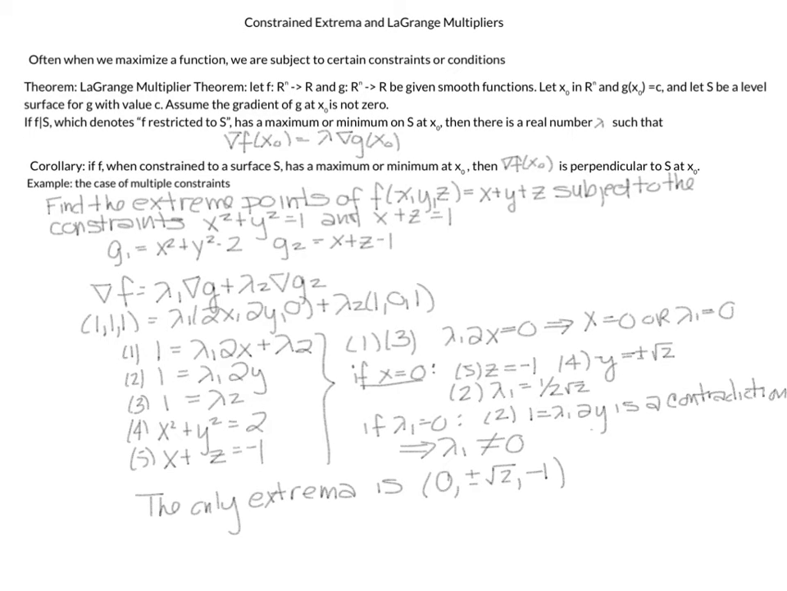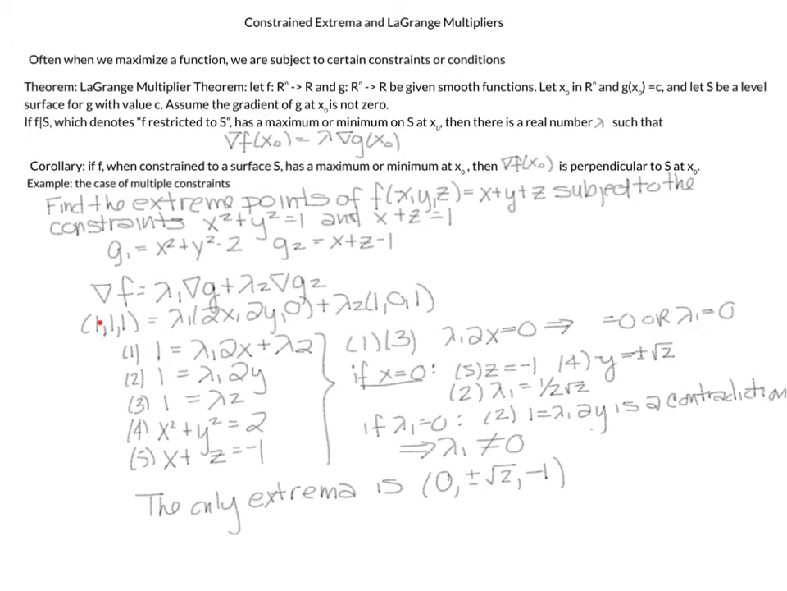We also want to be able to use this technique when we have multiple constraints. So we'll do an example. f of x, y, z is equal to x plus y plus z. And we're subject to 2 constraints: x squared plus y squared equals 1, and x plus z is equal to 1. So we have g1 here and g2 here. So what we have is the gradient of f is equal to lambda 1 times the gradient of g1 plus lambda 2 times the gradient of g2. So what we get is the gradient of f, which is (1, 1, 1), is equal to lambda 1 (2x, 2y, 0) plus lambda 2 (1, 0, 1).